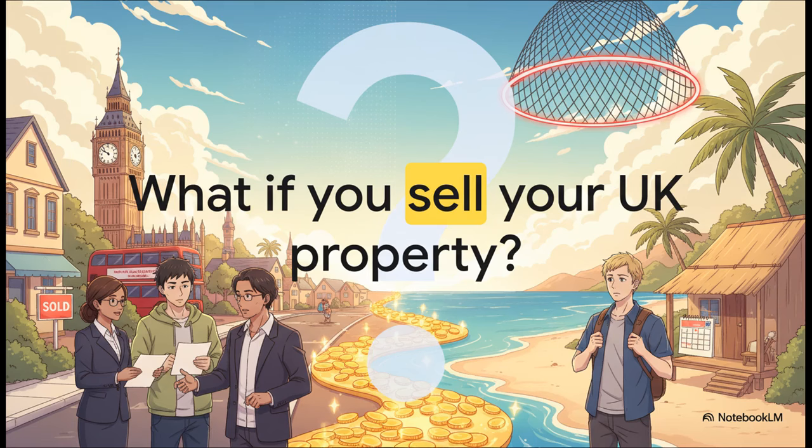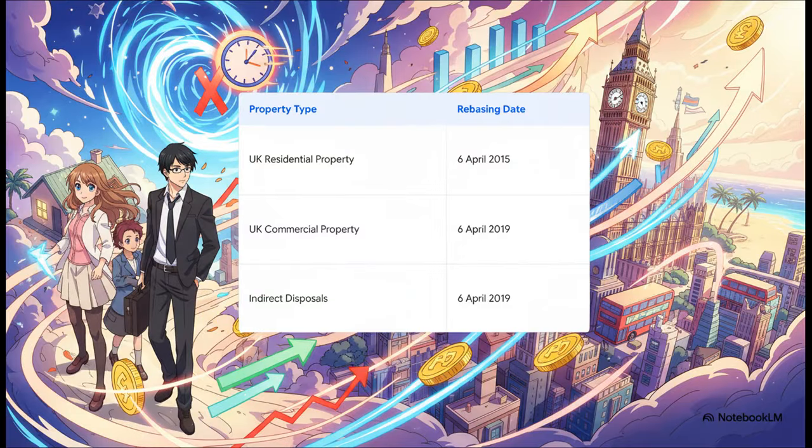Let's fast forward a couple of years. Alex has decided he loves Lisbon so much he wants to buy a place of his own there. To get the money together, he's going to sell his London flat. And this move brings up a totally different kind of UK tax, capital gains tax. Now, this is where a really important rule for non-residents kicks in. The UK is going to tax Alex's profit, sure, but not on the growth in value over the entire time he owned it. The gain is what they call rebased.